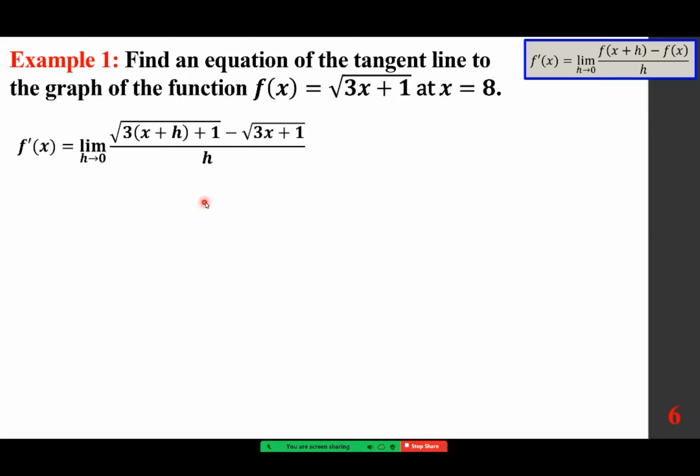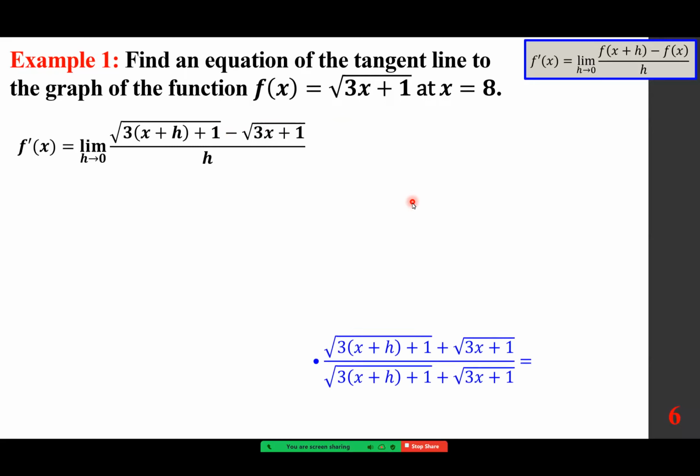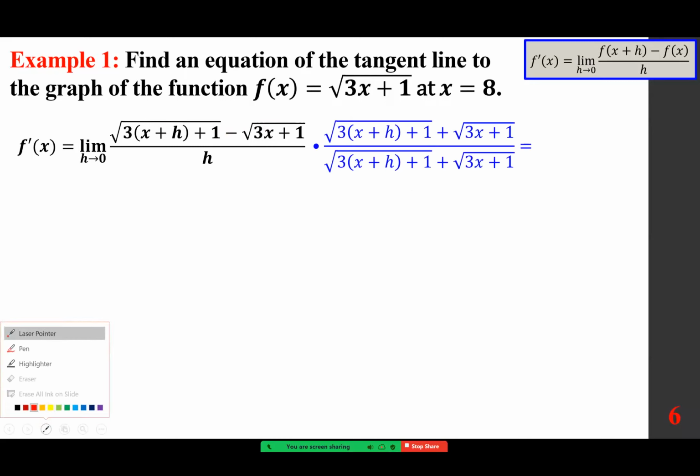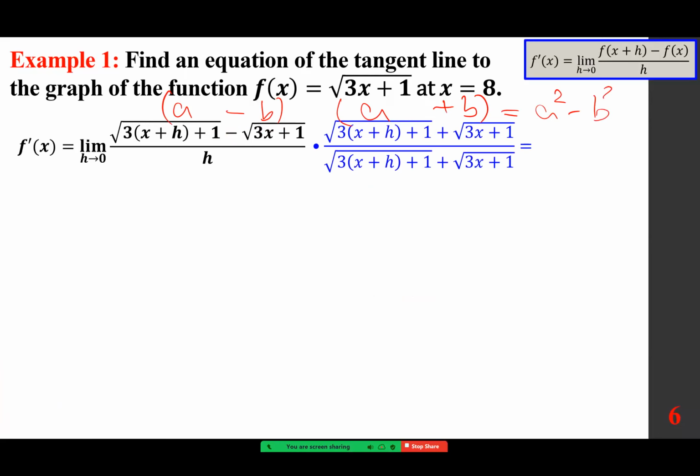If you plug in, you get 0 over 0. The technique would be, obviously, the conjugate, because you're dealing with a square root. So all you have to do is change this to a plus sign, multiply, and divide by it, because a minus b, its conjugate is a plus b. Their product is a squared minus b squared. So what happens is, this comes out of the radical minus this one.